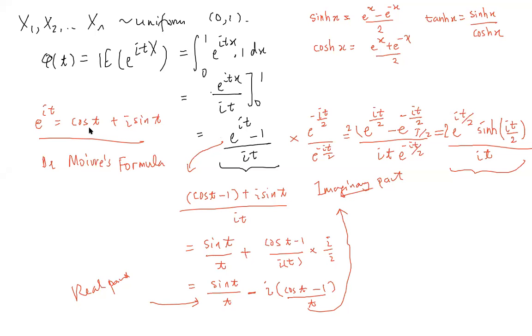So then, if our Sn is equal to the sum, what is the characteristic function? Basically, your characteristic function E[e^{itSn}] will be ((e^{it} minus 1) over it) the whole thing raised to the power of n.